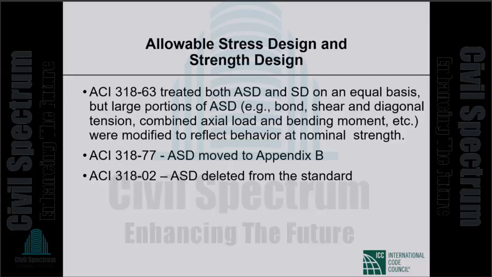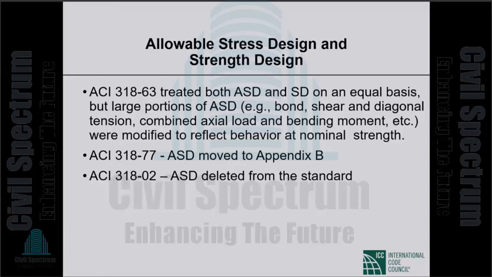Then there was '71. It remained the same as '63, but by '77, the allowable stress design was moved to an appendix. Okay, so strength design was introduced in an appendix in '56.